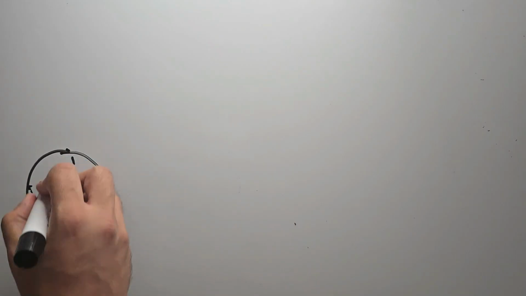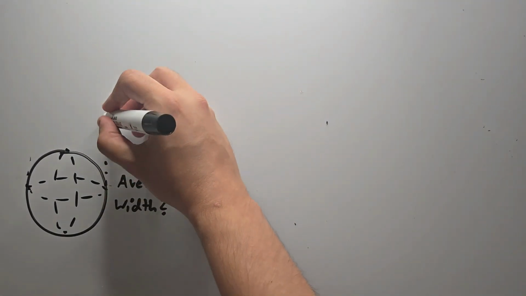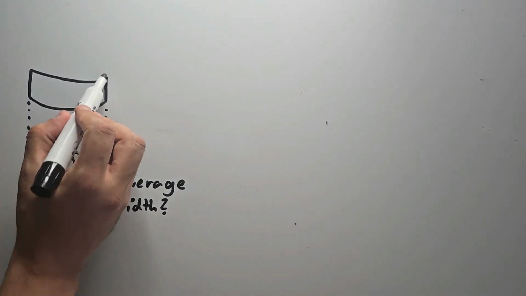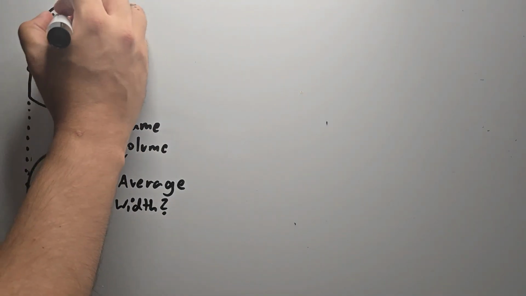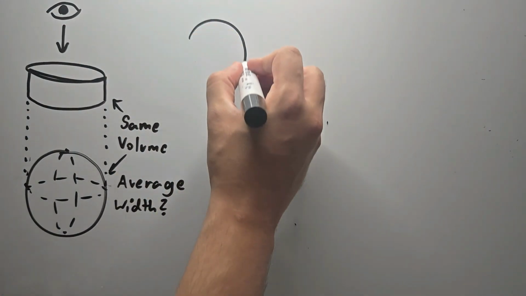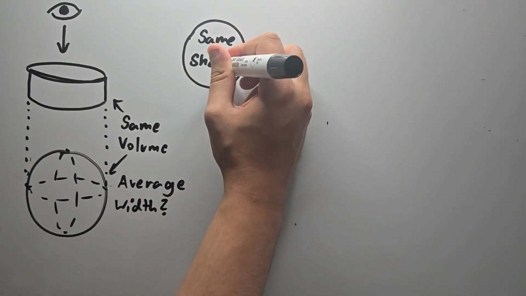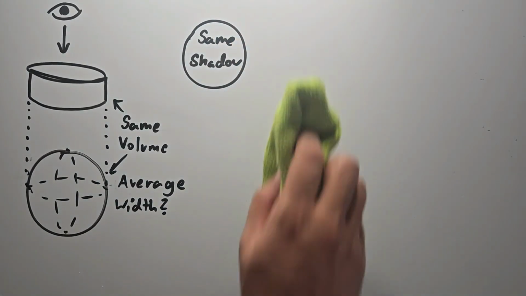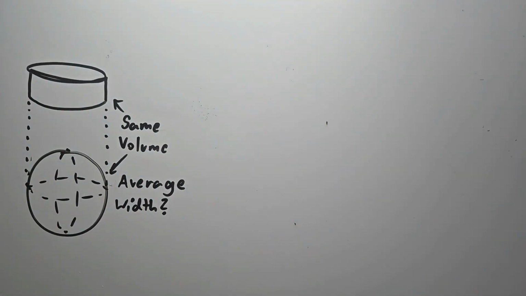Now something we could ask is, what is the average width of a sphere? Firstly, we have to construct a prism that has the same volume as our sphere. And it's important to note that our prism has to have the same shadow as our sphere, simply meaning that when we look at both shapes from above, they look like the same shape. In this case, the shadow is a circle, which means our prism is in fact a cylinder.